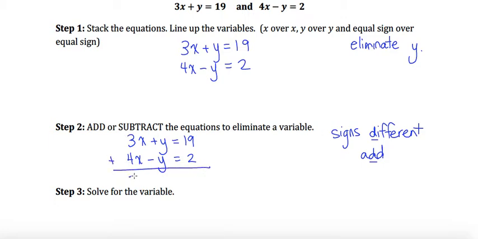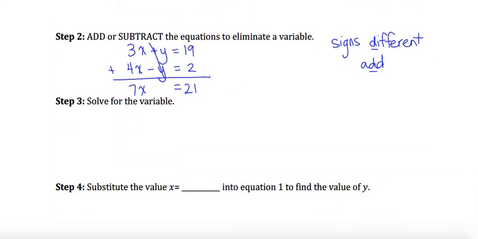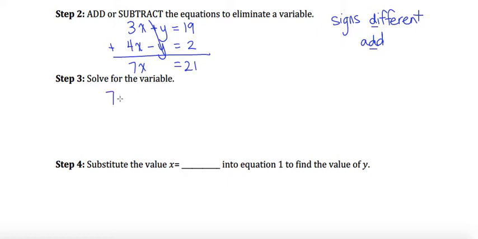3 plus 4 gives me 7x. Y plus negative y is 0, so these 2 cancel each other out, which is what we want. And 19 plus 2 is 21. So now I have an equation with only one variable. So now I'm going to solve for that variable. So I have 7x is equal to 21. I'm going to divide both sides by the coefficient in front of my x. 7 divided by 7 is 1, so I'm just left with x. And 21 divided by 7 is 3. So now the value that I found for x is 3.